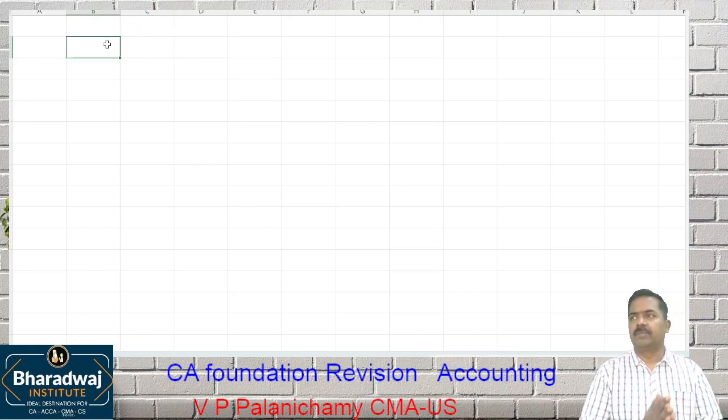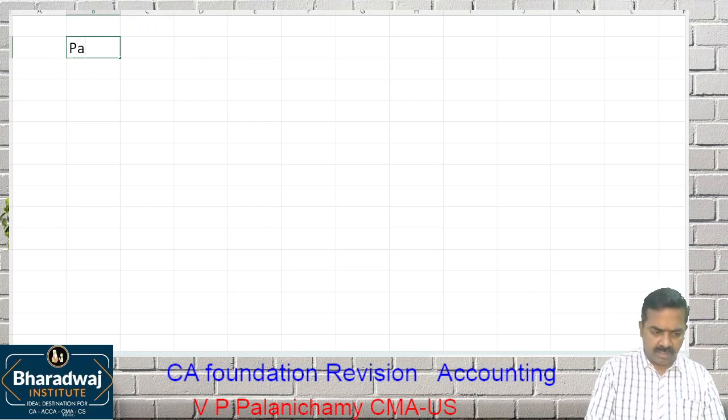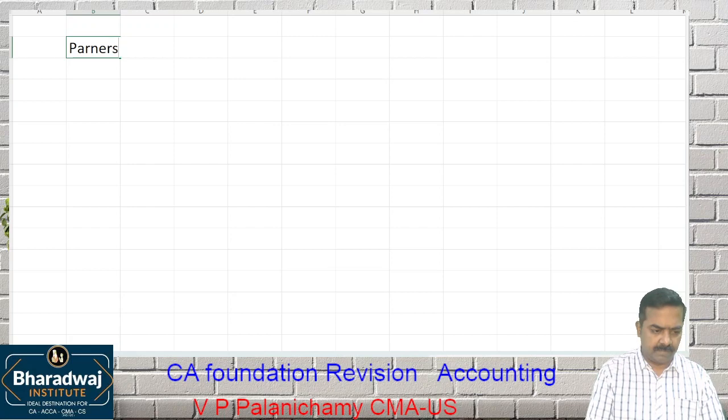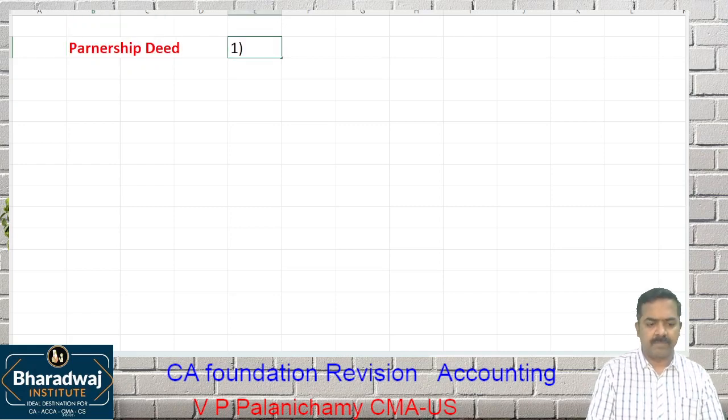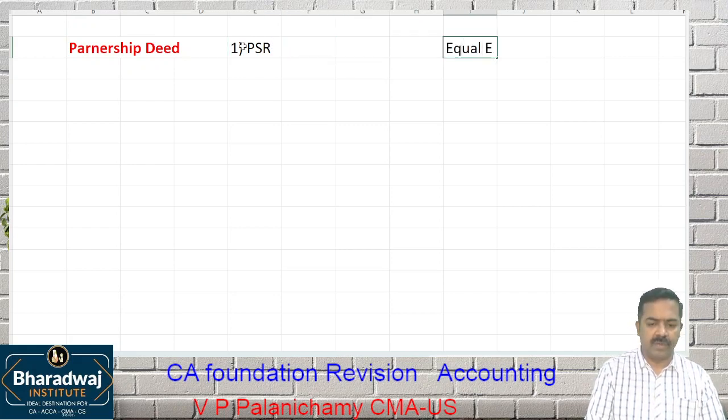We'll begin with partnership accounts. Before we start with partnership accounts, there are certain things that you have to look into in the partnership deed. Partnership deed with respect to accounts, what are the things that will be there? Number one, profit sharing ratio. If the profit sharing ratio is not given, then go for which one? Equal ratio.